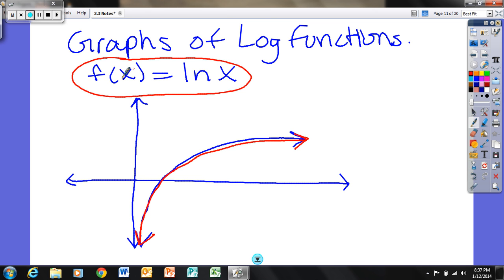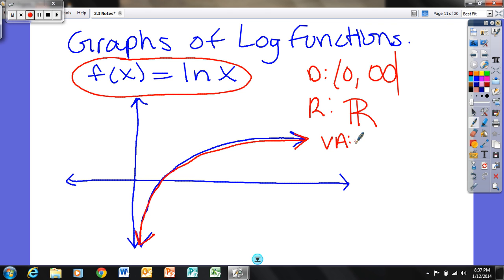Now, if we don't transform this graph at all and it stays exactly the same, we know that our domain is going to be from 0 to infinity, because you'll never be able to substitute a negative number in for x. It will never work. Our range is going to be all real numbers. Our vertical asymptote is x equals 0, approaches 0, but never actually gets there. We don't have a horizontal asymptote.